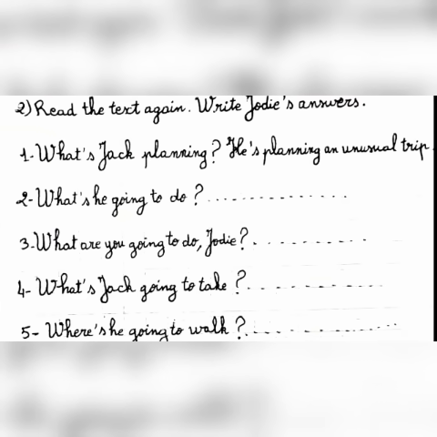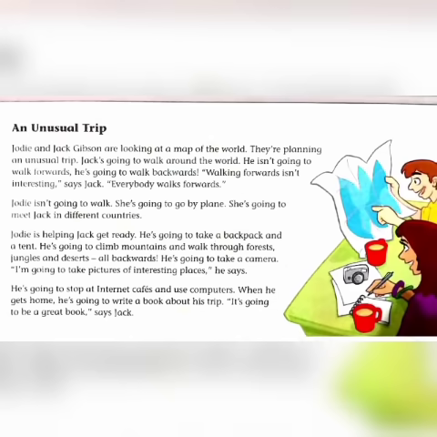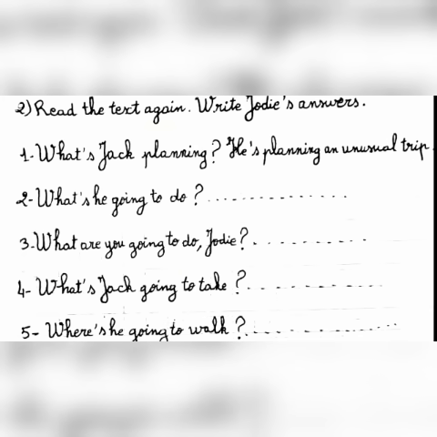Let's move to question 4. What's Jack going to take? Which means what are the things that he's going to take with him? In the text, read paragraph 3. Judy is helping Jack get ready. He's going to take a backpack and a tent. He's going to climb mountains and walk through the forests, jungles, and deserts. All backwards. He's going to take a camera. I'm going to take pictures of interesting places, he says. Which means here you are going to find the answer of question 4.